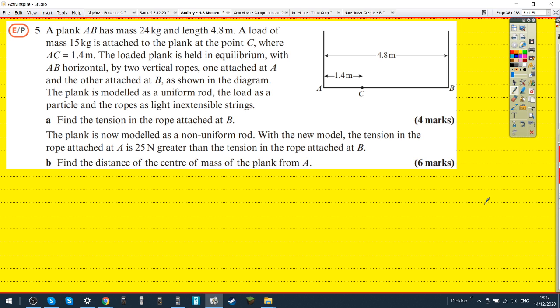So shall I then put 15 kilos for C then? Let's do that first. What would be the downward force at C? 15. It's kilos, not newtons. 15G, yeah. So that one's 15G. The other one, the 24 kilos, it's in part B. I'm just going to put it approximately there. I think it's closer to A than B.